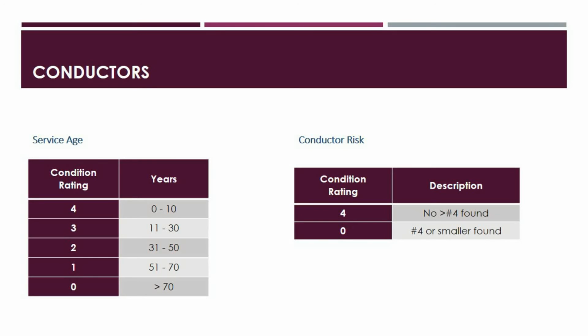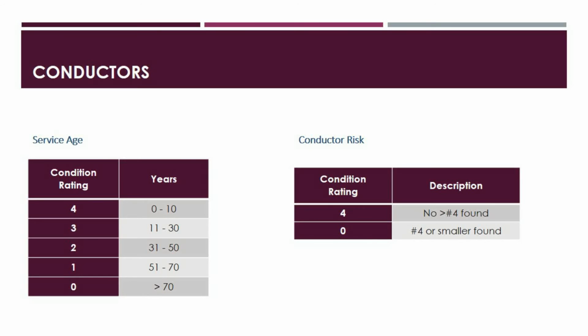Now the categories for conductors are just service age and conductor risk. So in this case, with service age, a rating of 4 means it'll be between 0 to 10 years. A rating of 3 means the conductor is around 11 to 30 years. Rating of 2 is 31 to 50 years. Rating of 1 is 51 to 70 years. And any conductor that is above 70 years, we will give a rating of 0.